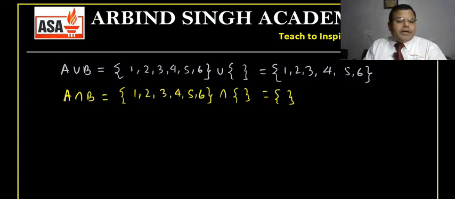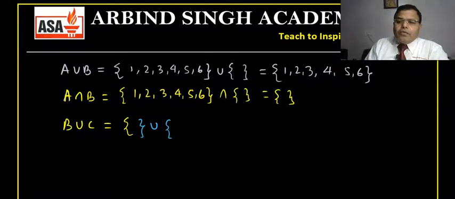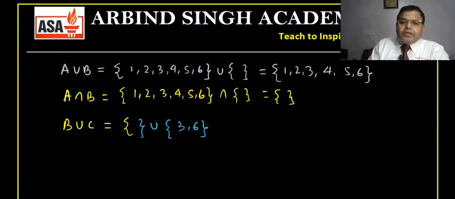Now the third part of the question is B union C. B is the empty set and C is the event multiple of 3, that is 3 and 6. So anything union with the empty set will be the same set, that will be C, 3, 6. So that is B union C.